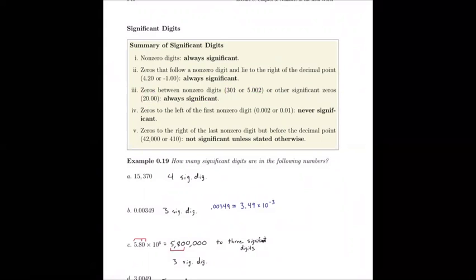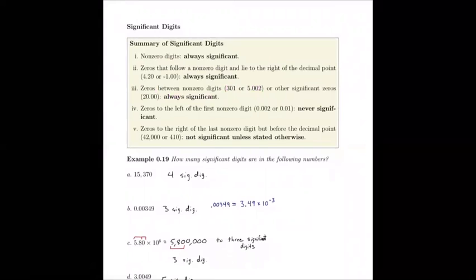Now, digits that are not significant. Zeros to the left of the first non-zero digit. These three zeros are not significant. These two zeros are not significant. They're just essentially placeholders. They're never significant. Zeros to the right of the last non-zero digit, but before the decimal point, are also not significant. They're just placeholders as well. They're to the right, but they're not to the right of a decimal point, so they're not giving us any amount of precision. This 42,000 number could have been rounded from 41,850, something like that, to the nearest thousand. So those digits are not significant.